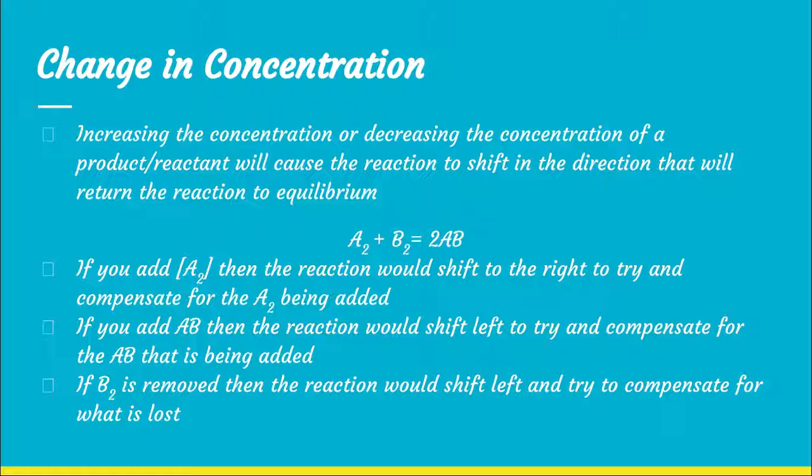So in my example, A2 plus B2 yields 2AB. I'm going to give some hypotheticals of what they could ask about the shift. So if you add A2 to the reaction, then it would try to shift right and compensate for the A2 that was being added. If you add AB, then the reaction would shift left to try and compensate for the AB that is being added. If you take away B2, then the reaction would shift left and try to compensate for what is lost. It's all pretty self-explanatory.